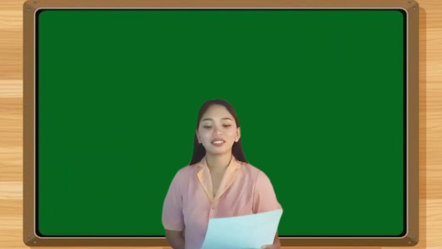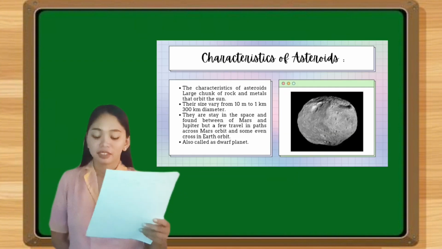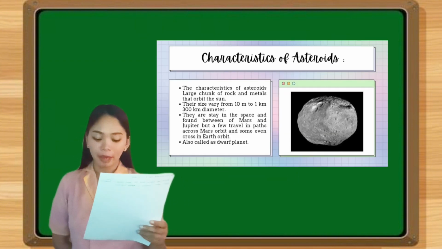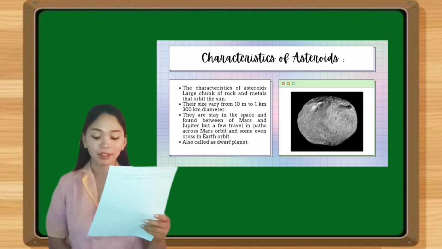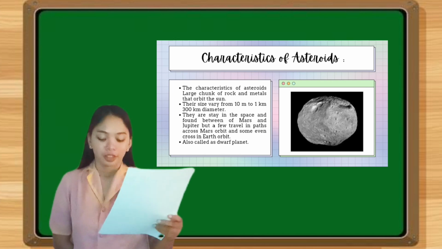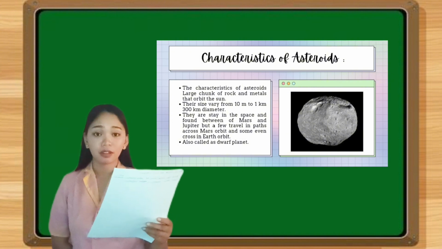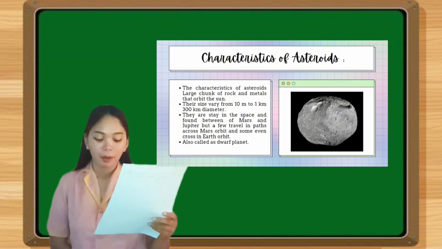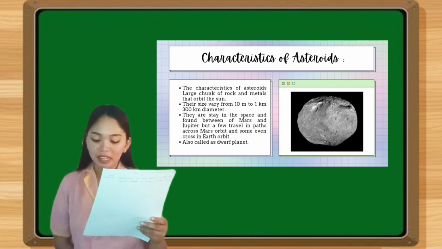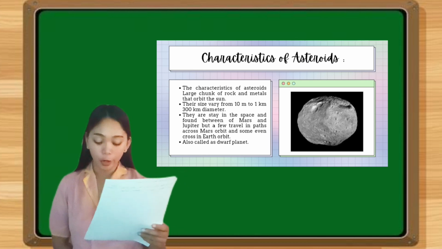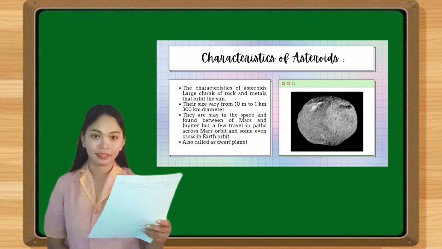So the last characteristic is about asteroids. The size varies from 10 m to 1 km and 300 km in diameter. They stay in space and are found between Mars and Jupiter, but a few travel in paths across Mars orbit and some even cross Earth orbit. It is also called a dwarf planet.